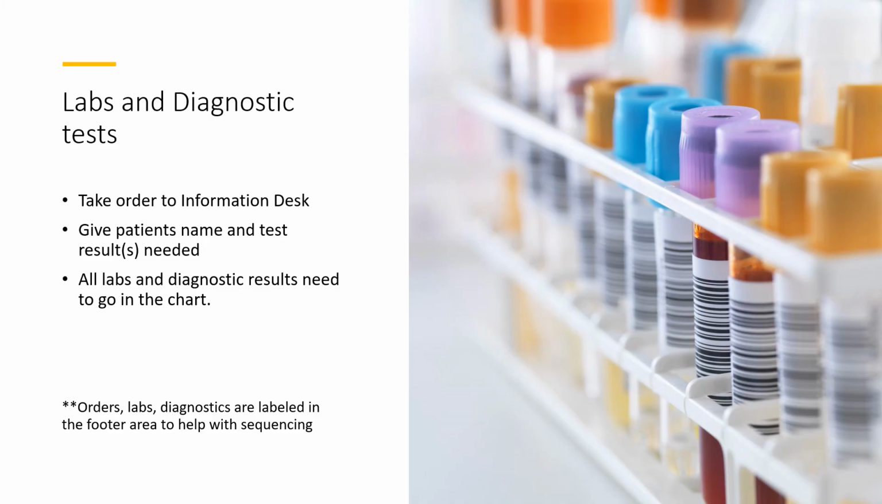For new orders for labs and diagnostic tests, you will take the order to the information desk and ask the unit secretary for the result. You'll give the patient's name and the test result or results that you need. You will then take that result back to the chart and place it behind the tab that it should go in, the blue chart. On the footer area of the results is the number of result in order so that you will have an idea of which lab happened in which sequence.